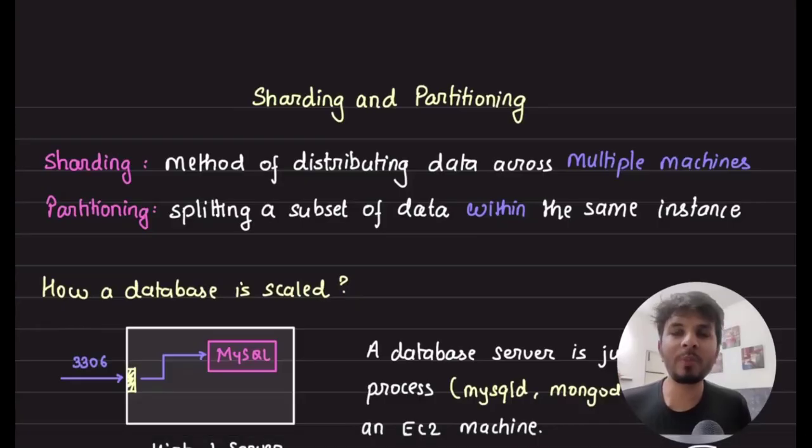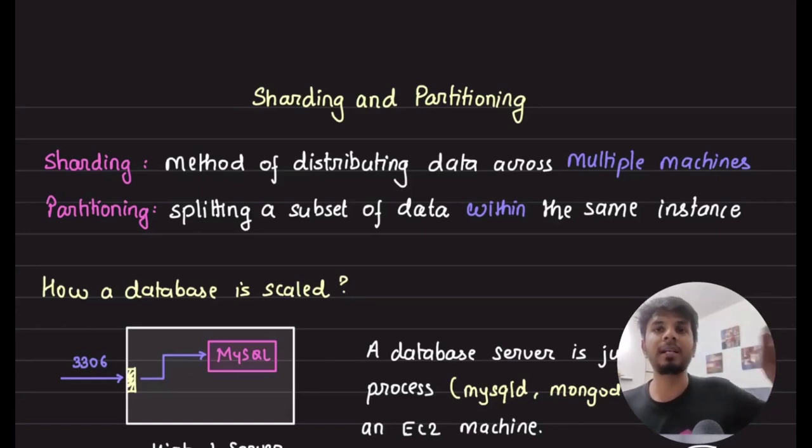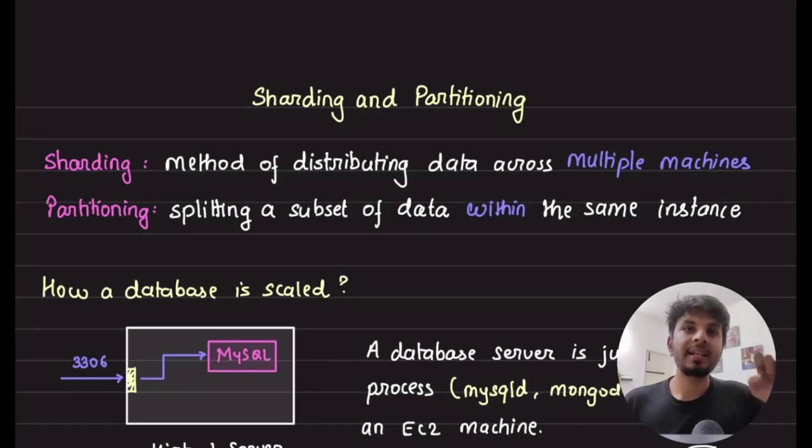So two of the most commonly used terms when it comes to scaling databases are sharding and partitioning. Let's spend some time understanding what each of them is and how you use them to scale your database. To be honest, people use sharding and partitioning interchangeably, but the standard definition is that sharding is a way to distribute the data across multiple machines, and partitioning is when you are subsetting the data within the same instance. It's very superficial, to be honest, but you'll understand when we go deeper into where we use shards and where we use partitions.